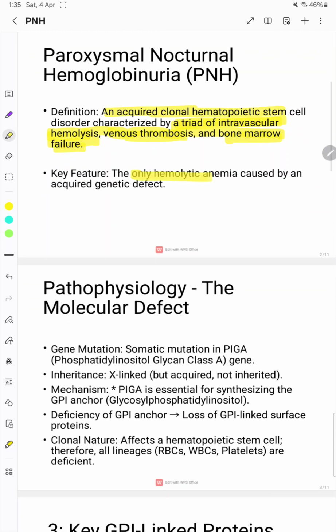This is the only hemolytic anemia caused by an acquired genetic defect.